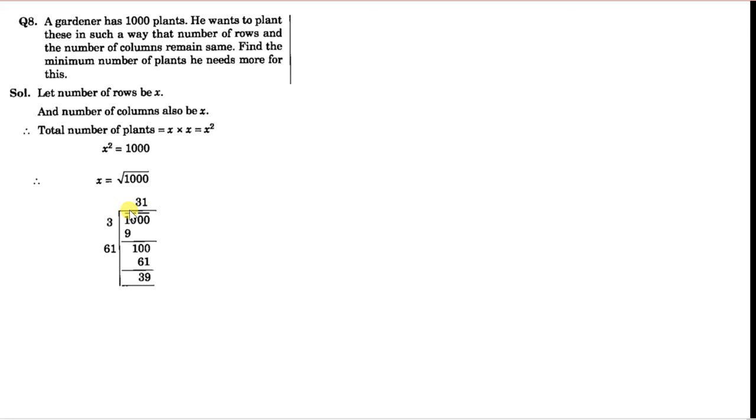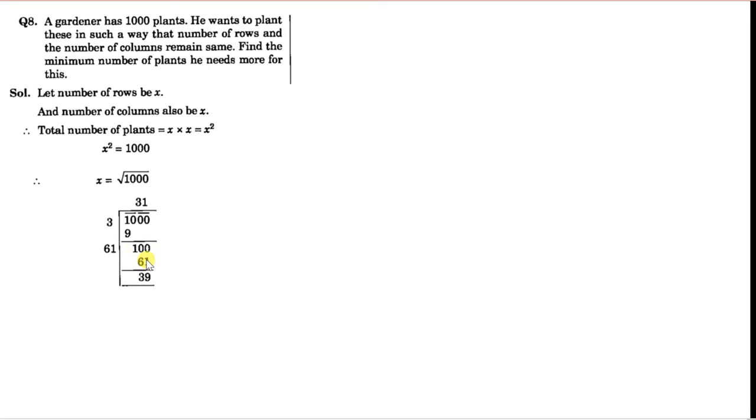So we make the pairs and we have to find a number whose square is less than 10 and that number is 3. So we write down 3 in the divisor as well as in the quotient and we get 9 here. 3 3s are 9. Then the remainder is 1 and we note down the next pair, that is 00. Then we write down double of this quotient, and twice of this quotient is 6, so we write down 6 and then we have to write down 1 here, so that 61 multiplied by 1 gives you 61.